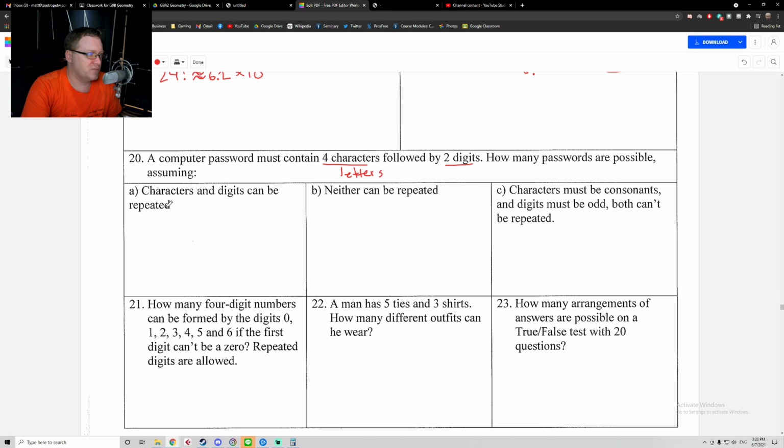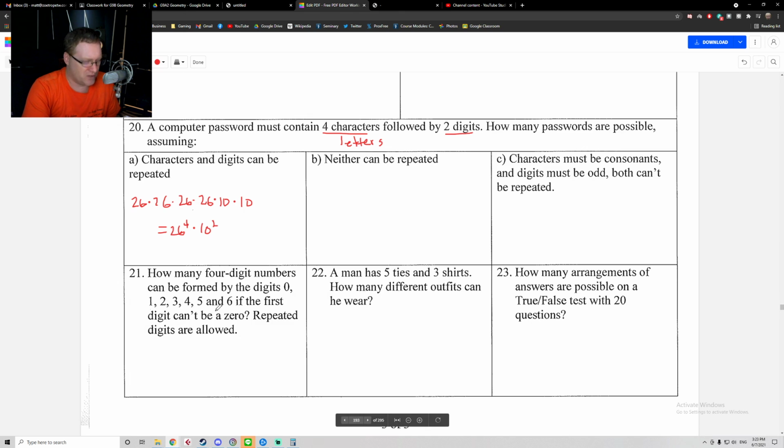Well, if they can be repeated, that means the first one could be any of 26 letters, and then 26 letters, and then 26 letters, and then 26 letters. And then now we need 2 digits. So how many digits are there? 10. So times 10 times 10. So this is equal to 26 to the 4th times 10 squared. And you can put that into a calculator and find an answer. All of these are similar to that.